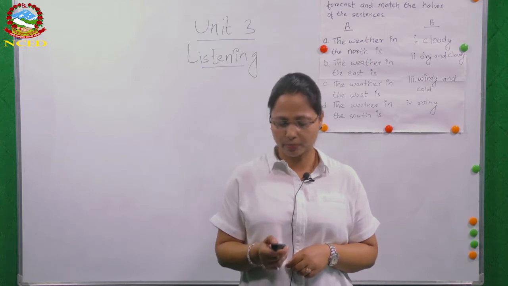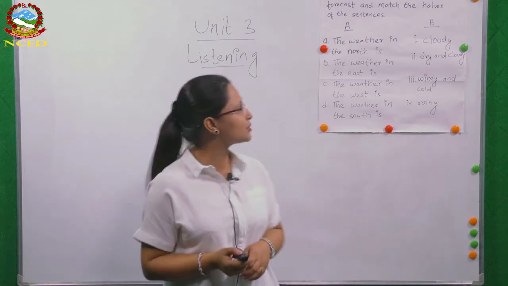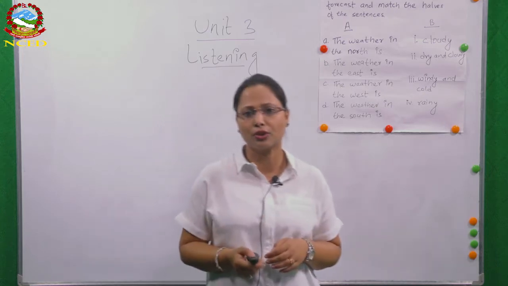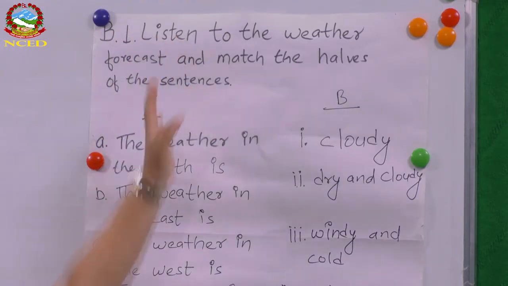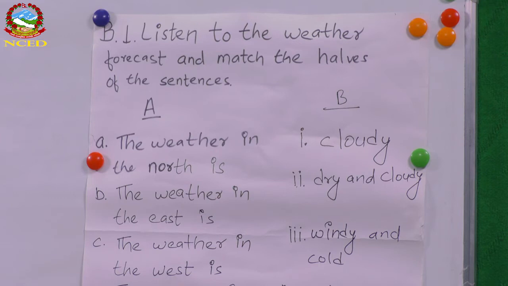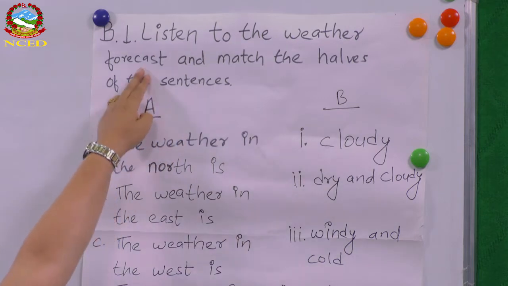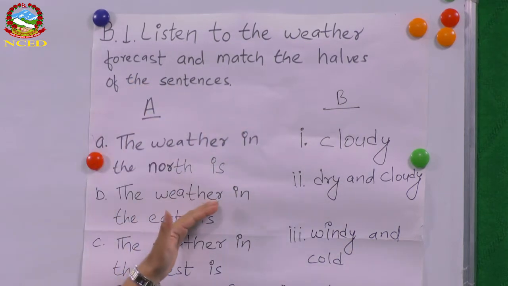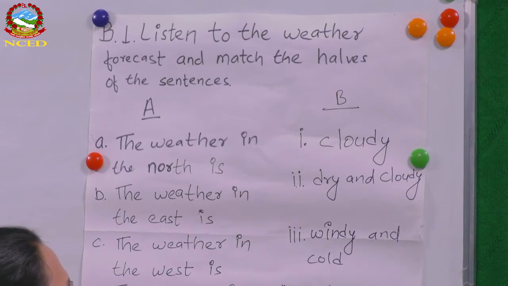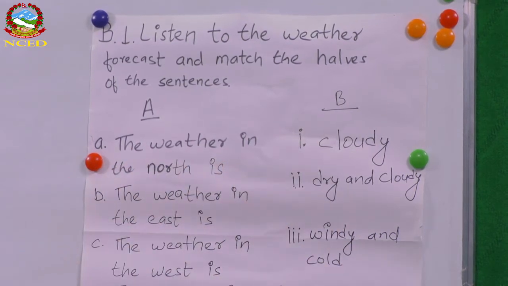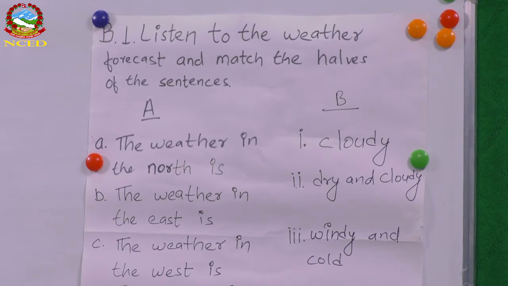So before we start playing the sound file, let's look at some tasks, what we have to do while listening to the audio. Now look at the board here. The same exercise is in your book as well, so if you can't see it clearly here, you can look at your book. Listen to the weather forecast and match the halves of the sentences. So we are going to listen to a weather forecast now, and while listening to the forecast, what we have to do is we have to match these first halves of the sentences with the latter half. And after matching these 2 columns, we have to come up with complete sentences about the weather forecast.